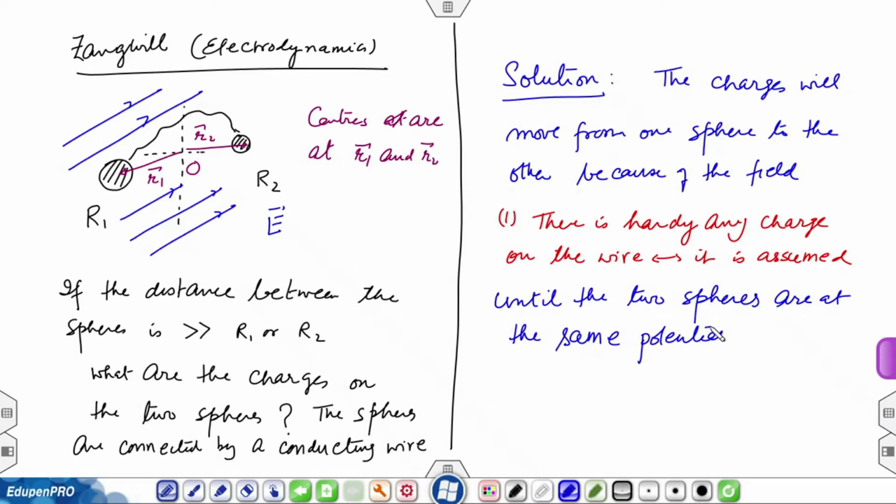What would that mean? This would imply no field in the wire, because delta V is 0, and that will happen if there is no field in the wire, right. So, they will keep on moving. So, the physics is that the charges should be such that the potential difference between the two spheres is 0.